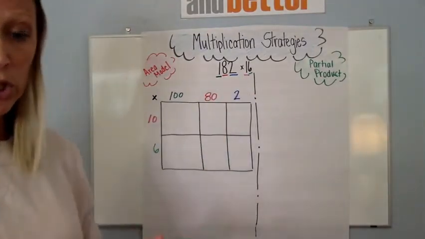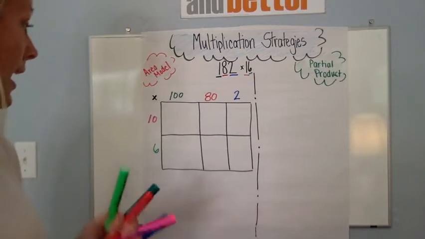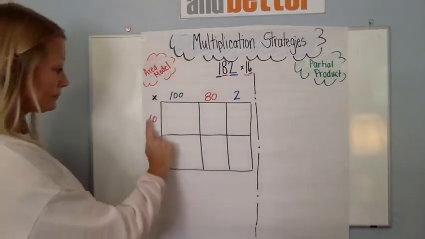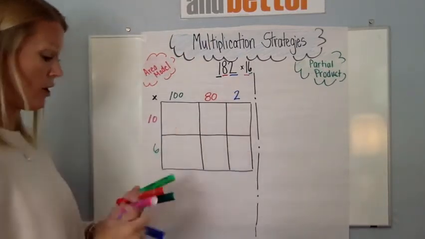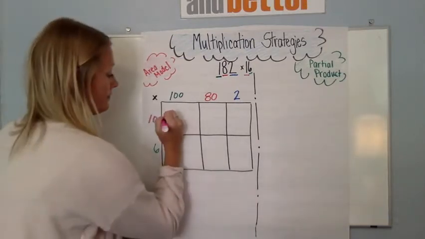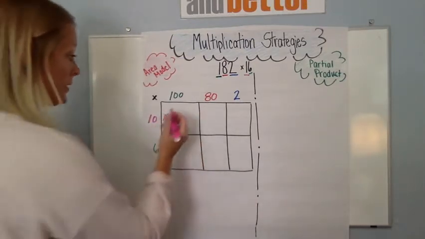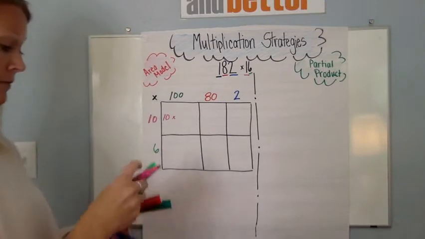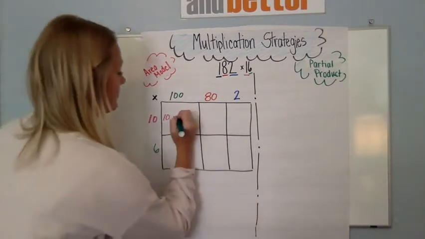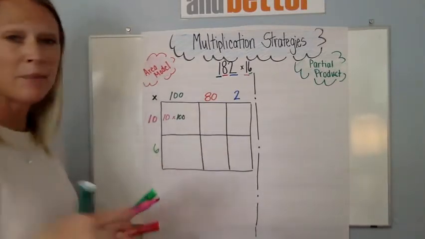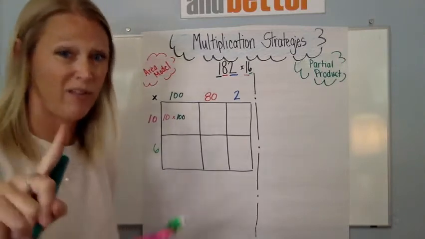Now I'm going to write these numbers out. I'm going to multiply this number by this number. So I'm taking my 10 times the 100. I'm going to go back and answer those in just a minute and find the product.